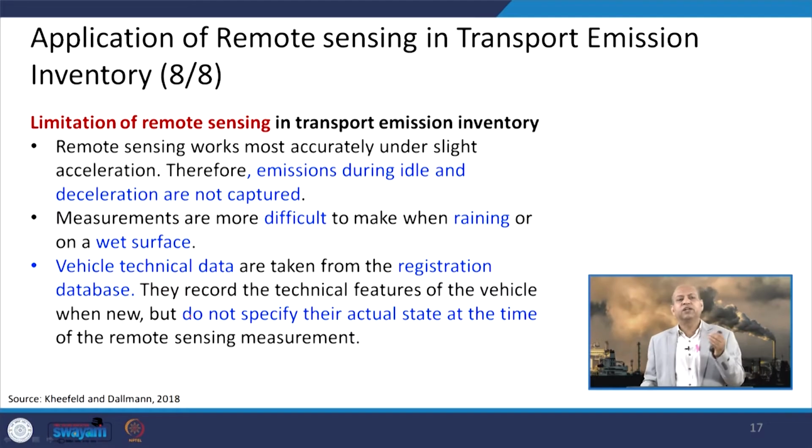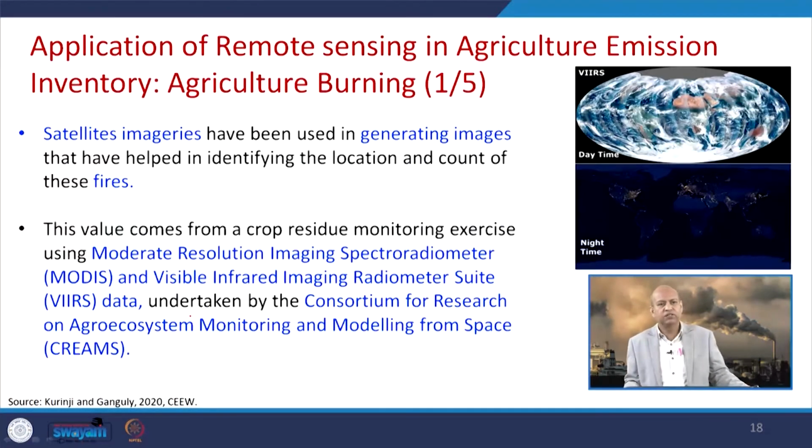Okay, then vehicle technical data are taken from the registration database. As I said, when the number plate is captured, then from that repository, from the RTO office, we get the information. So they record the technical features of the vehicle when it is new, but there is no data on how much it is being repaired, how many times, or what is the stage of its maintenance. Those kinds of things are not available. So some uncertainty may be there in that particular data.